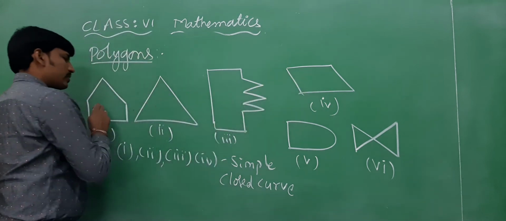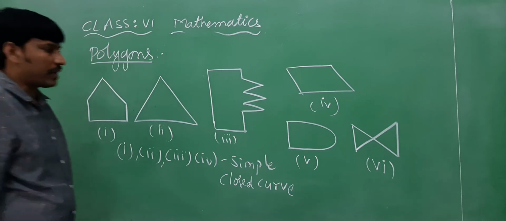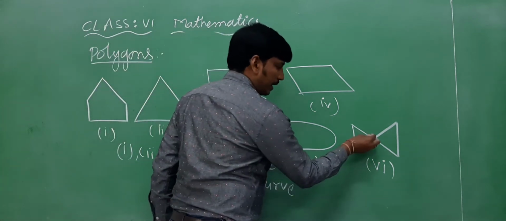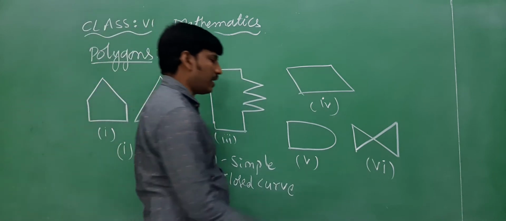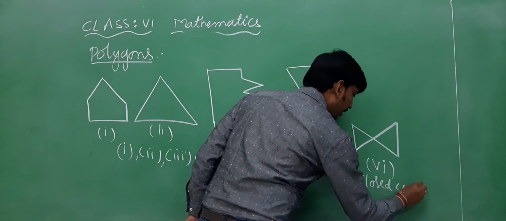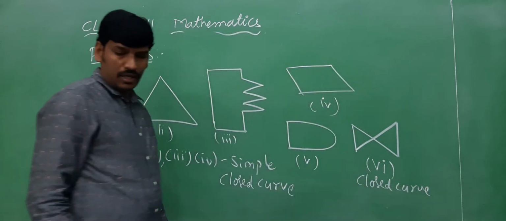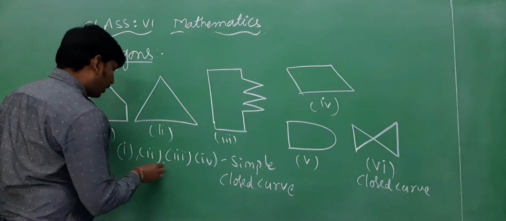1, 2, 3, 4. See, these 4 never cross anywhere. But coming to this one, it is a crossed one. It is a closed curve, but it's not a simple closed curve. Clear? Now coming to these, suppose here, what are these all called?